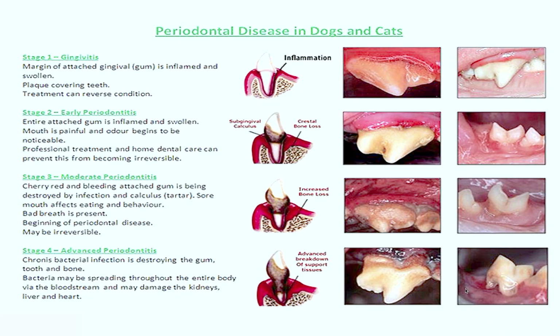And then, of course, stage 4 is an advanced stage of periodontitis, and you will have a chronic bacterial infection destroying the gum. So there's a lot of recession, which we can see here. We're almost able to visibly see the roots. And then there's also going to be bone destruction and, of course, destruction to the tooth itself. Bacteria at this point could be spreading through the entire body via the bloodstream and may damage the liver, kidneys, and the heart as well. So that's what you can see here, and this will most likely result in an extraction or a tooth loss if left on its own.